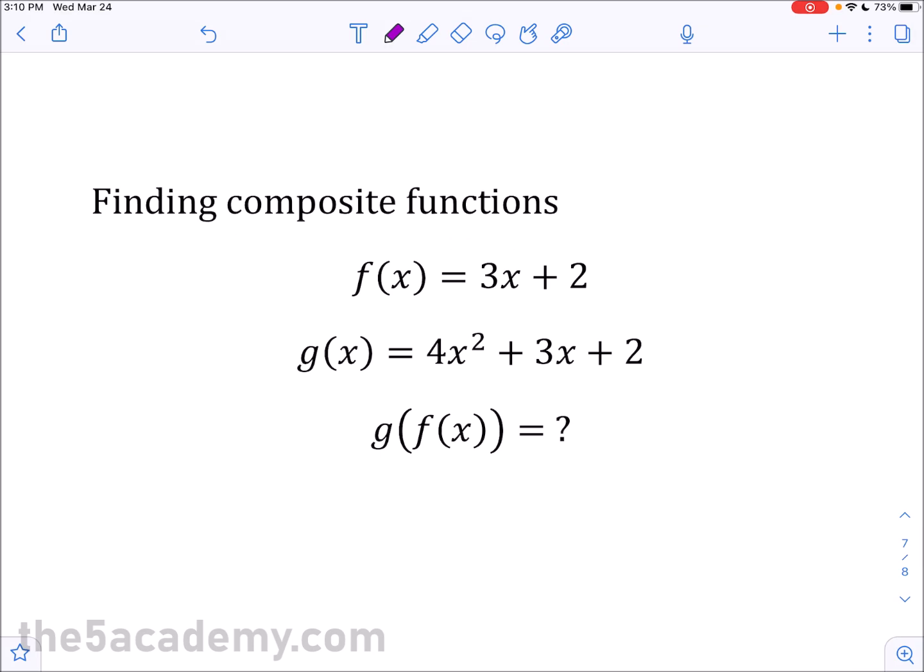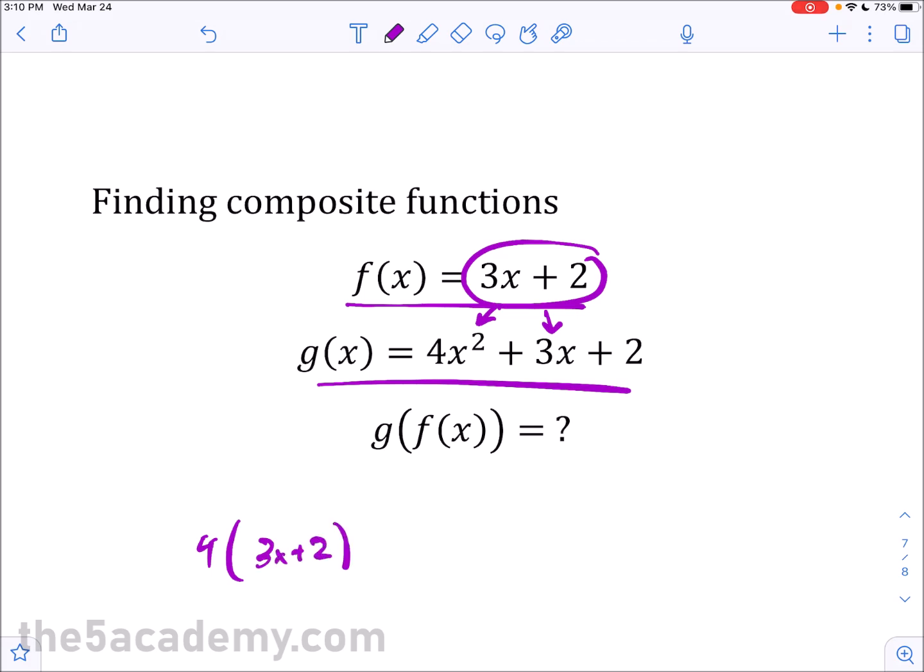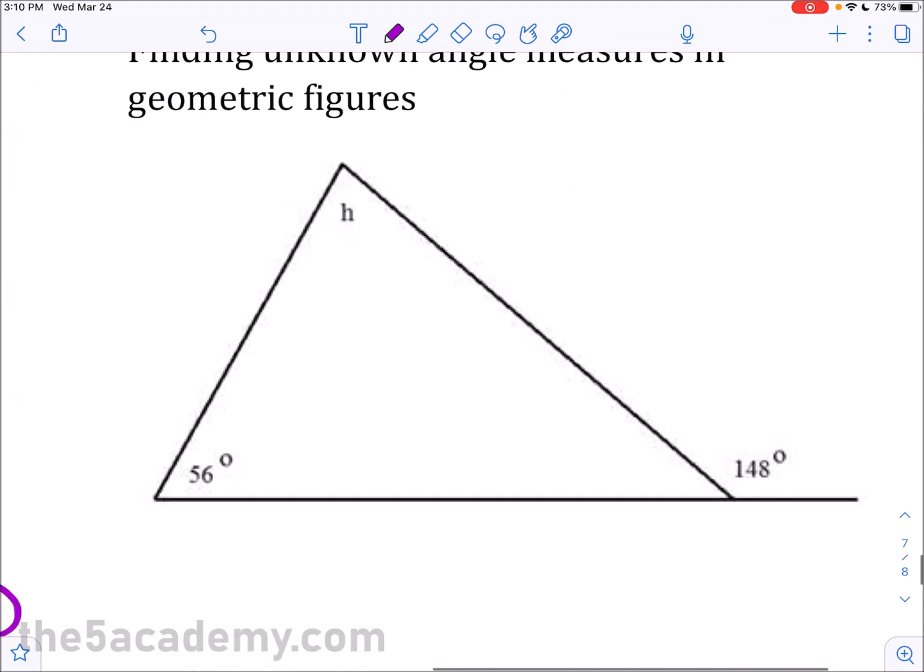Finding composite functions. What's a composite? So if I give you two functions like this, if you plug in g of f of x, what does that become? When I say g of f of x, that's literally where you take f of x and plug it in for x in the g equation. So that would end up being 4 times (3x + 2) squared plus 3 times (3x + 2) plus 2. And that is what that is. You just simplify that, get your answer.